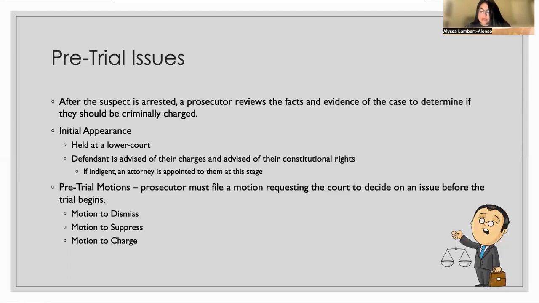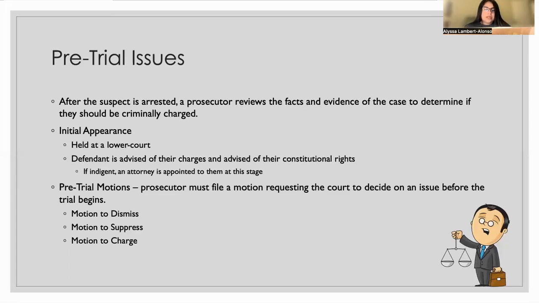This is an attempt to keep certain statements or evidence from being introduced as evidence in court. For example, if police conducted a search without probable cause, which is a violation of the Fourth Amendment, it may be possible to suppress the evidence found as a result of that unlawful search.